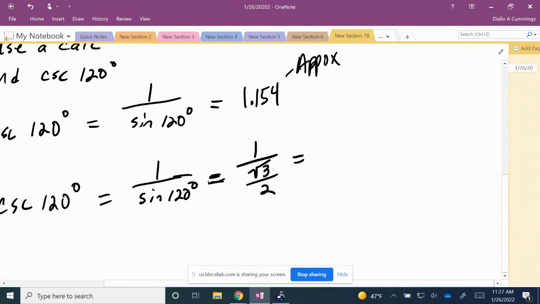So now I'm going to use a trick that you may see often. We have 1 divided by the square root of 3 over 2. If I have 1 in my numerator, and if I have a fraction in my denominator, 1 divided by the square root of 3 over 2 is actually 2 divided by the square root of 3.